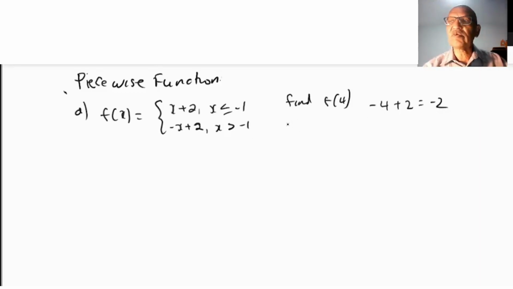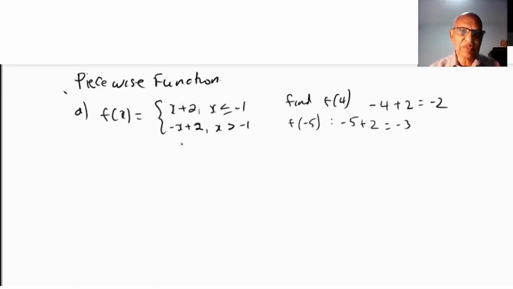If I want to find f of minus 5, I say minus 5 is in the first equation because x is less than or equal to minus 1. So I substitute minus 5 into the first one, which is minus 5 plus 2, equal to minus 3. So let's see the graph of this one.